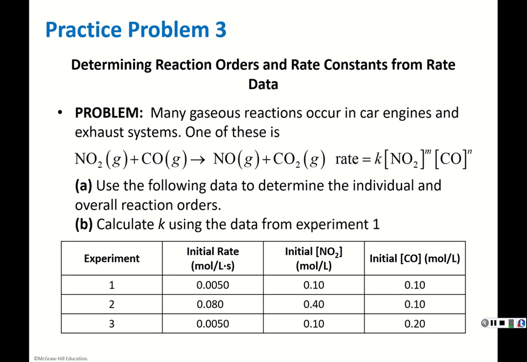So let's try one last practice problem. Okay. We have this reaction, NO2 plus CO goes to NO plus CO2. And we're given the rate law. We need to use the following data to determine the individual and overall reaction orders, m and n, and then m plus n for overall. And then we need to calculate the rate constant, using the data that we're given from the table.